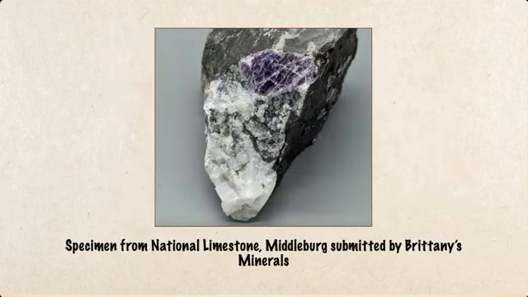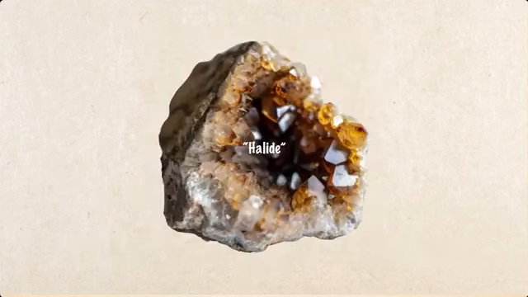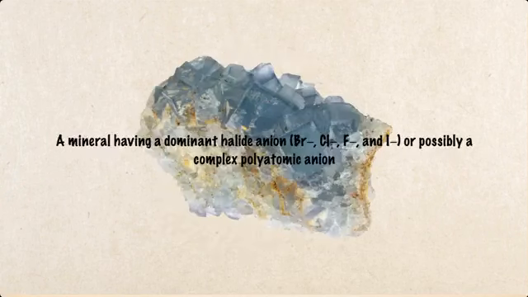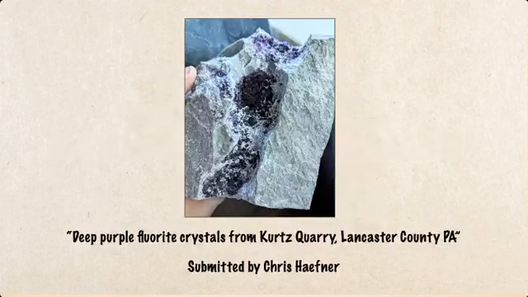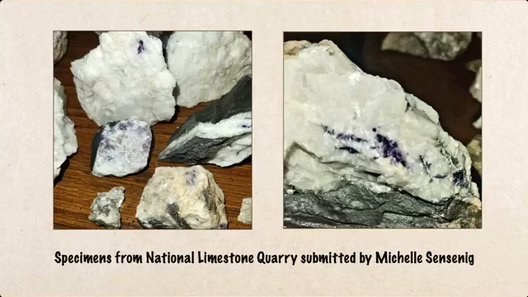Now, here is a specimen from National Limestone Quarry submitted by Brittany's Minerals. And fluorite is what's known as a halide mineral, which means that it's a mineral having a dominant halide anion. Well, in this case at least, it can also possibly be a complex polyatomic anion, except not in the case of fluorite. So here you have another photo submitted as well by Chris Hefner. Here are some more specimens from National Limestone Quarry.